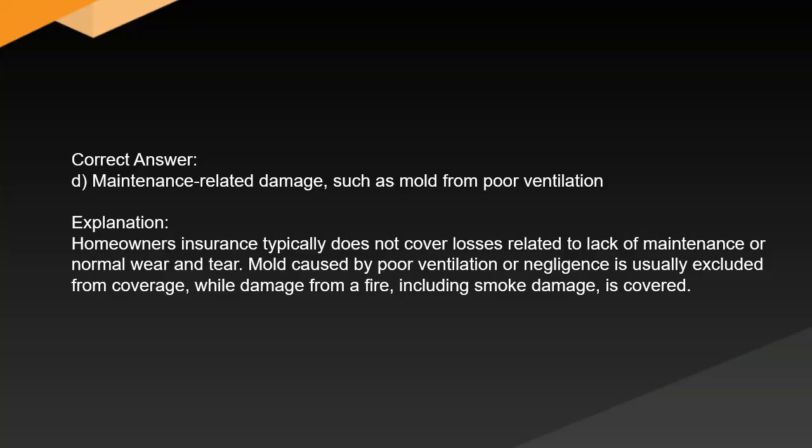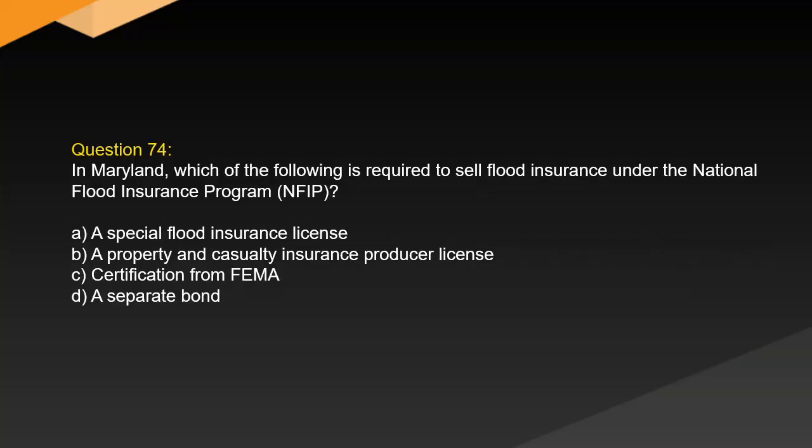Explanation. Homeowners insurance typically does not cover losses related to lack of maintenance or normal wear and tear. Mold caused by poor ventilation or negligence is usually excluded from coverage, while damage from a fire, including smoke damage, is covered.